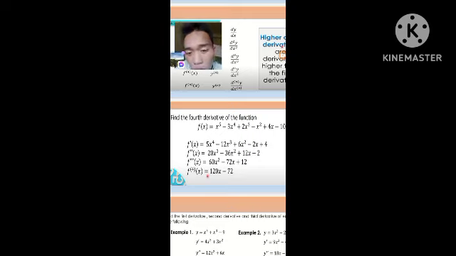So, we have f of x equals x raised to the power of 5 minus 3x raised to the power of 4 plus 2x cubed minus 2x squared plus 4x minus 10. So, our first derivative of x is 5. So, the solution is 5.